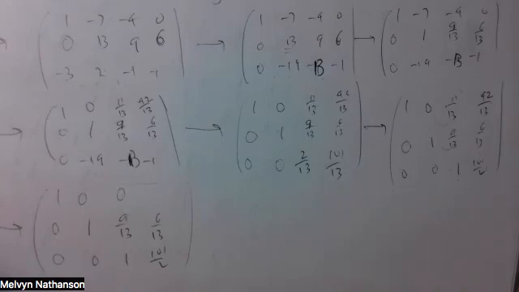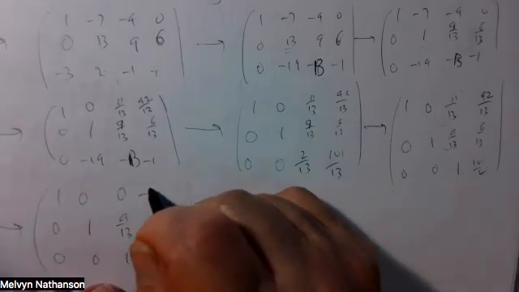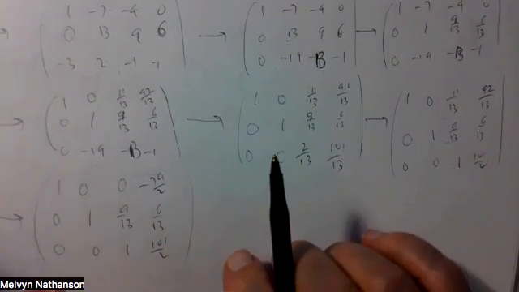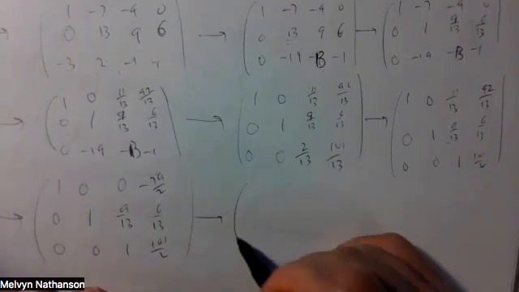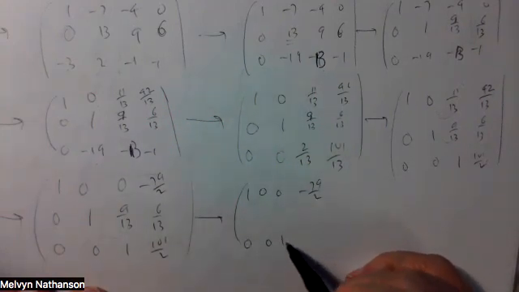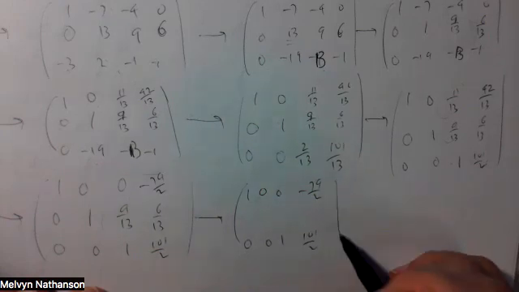If I divide that by 13, it's 7, 1, 1. And if I divide that by 13, I get 9. Oh, okay, good. So I did my arithmetic correctly, minus 79 over 2. And then the last step is to get rid of this 9 over 13. So I have 1, 0, 0, minus 79 over 2. Third row is 0, 0, 1, 101 over 2.